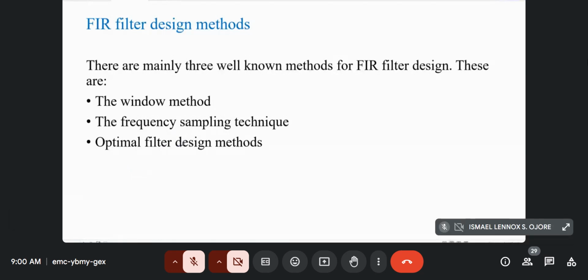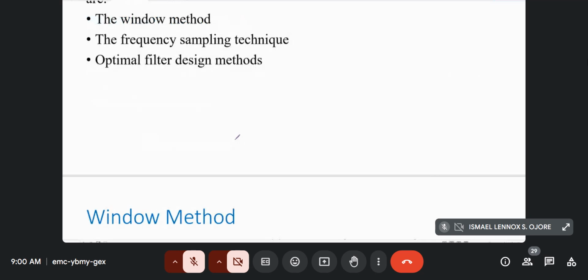Of course you can also use optimal filter design methods. These just mean trial and error, where you pick coefficients, then you check the error and adjust your coefficients. That's also a design method.